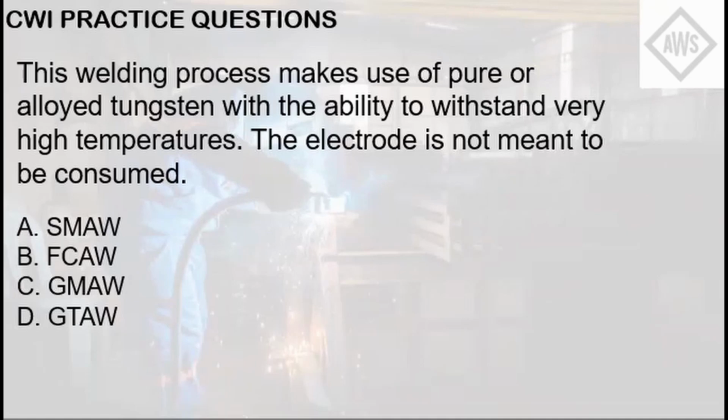GMAW consists of meters and meters of wire that is being fed to the gun, and it doesn't have tungsten in it. GTAW, or gas tungsten arc welding, makes use of an alloy tungsten that is subjected to a very high temperature, and it is fused with a filler metal or a filler rod that is being fused to the base metal so as to weld it in place. So the answer here is GTAW, or gas tungsten arc welding, commonly known as TIG welding.